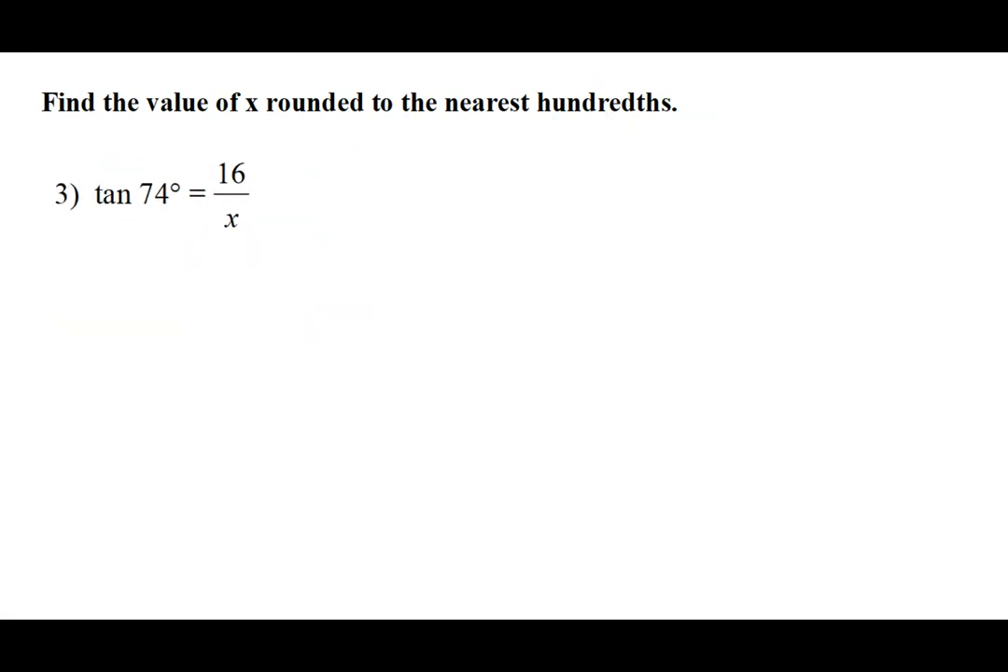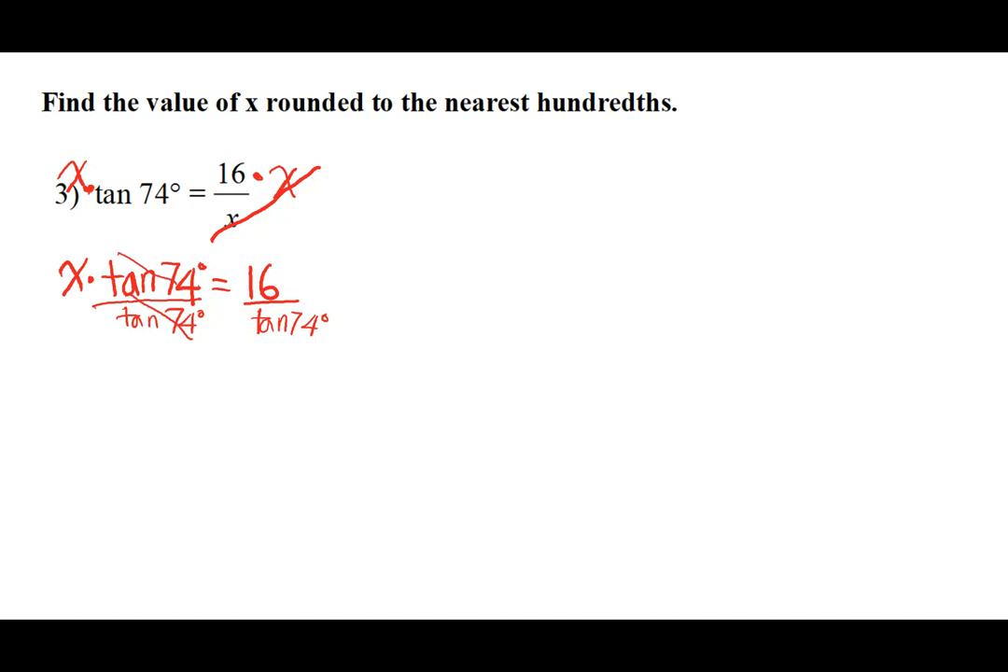Okay, number 3, now this time x is in the bottom, but you still do the same thing. You want to get rid of the fraction, so multiply by x on left and right. And x cancels out, and you get x times tangent of 74 equals 16. But you still have tangent of 74 with the x, so you want the x by itself, so you want to divide it by tangent of 74. So that cancels out the tangent of 74 on the left side. And then you get x is equal to 16 over tangent of 74.